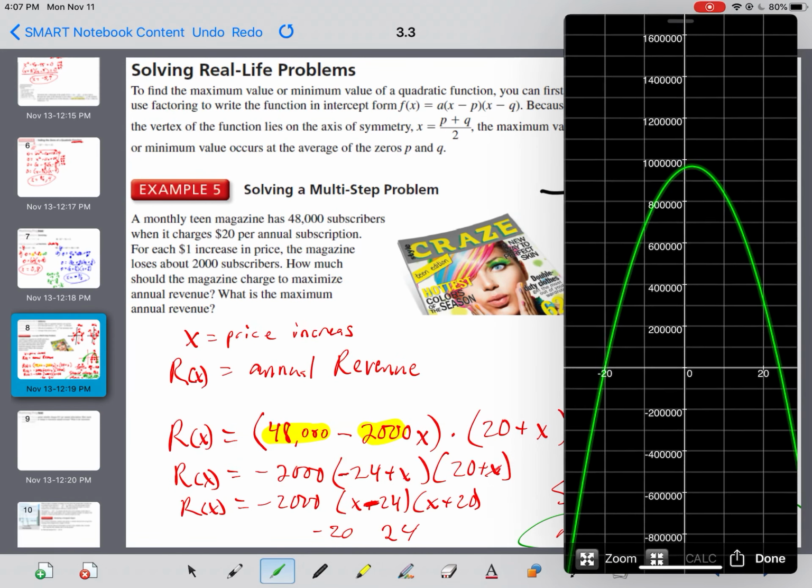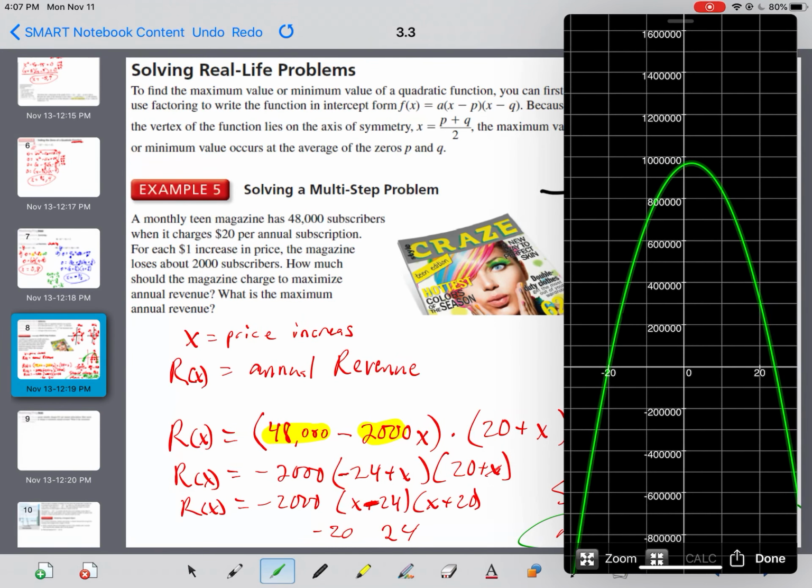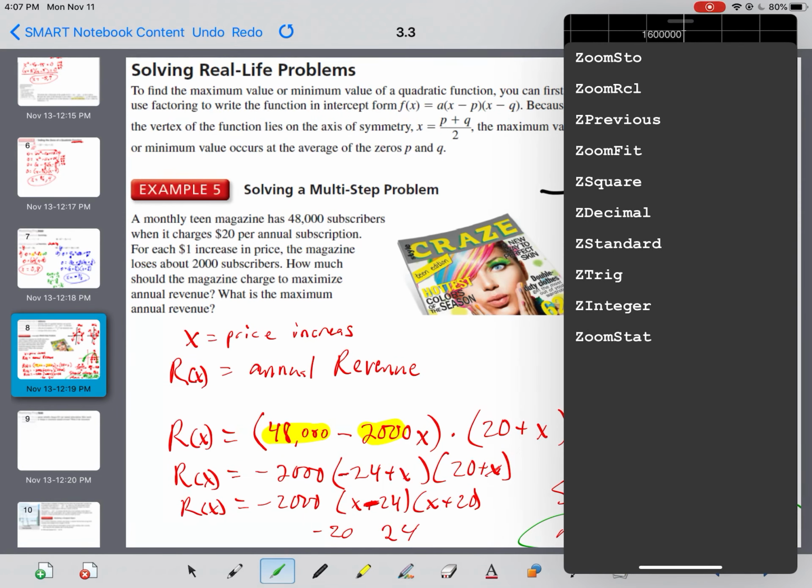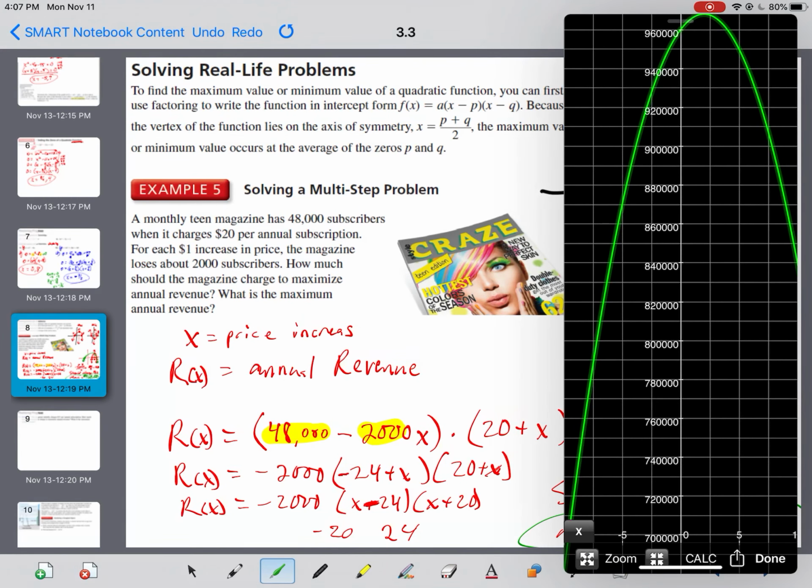Okay. I can even make it look like a thing, but it makes it so much easier for me. But look at my scales, right? I'm going up by 200,000s, and I'm going over by tens. So that makes it very difficult to do. So one of your zooms that you can do if you do that middle zoom one is you can do zoom fit, and it will fit it into the screen for you.